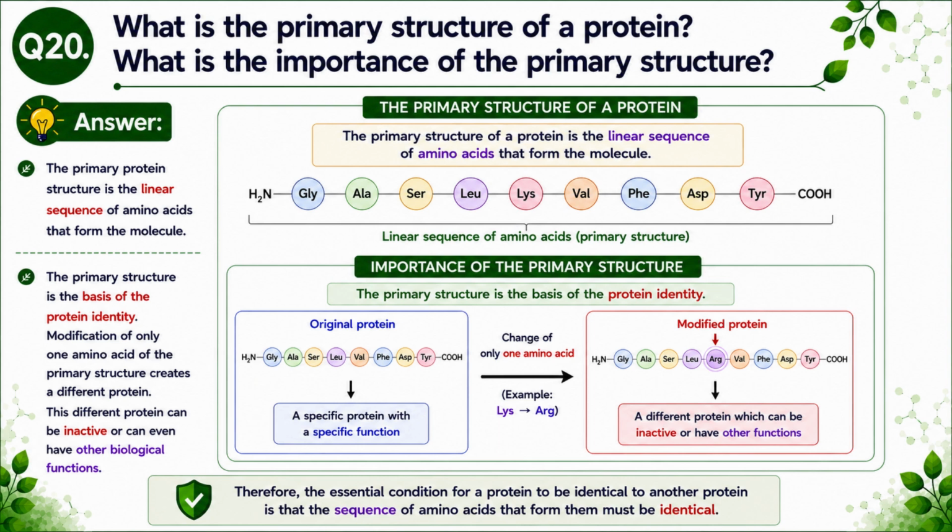Question number 20. What is the primary structure of a protein? What is the importance of the primary structure? Answer. The primary protein structure is the linear sequence of amino acids that form the molecule. The primary structure is the basis of the protein identity. Modification of only one amino acid of the primary structure creates a different protein. This different protein can be inactive or can even have other biological functions.